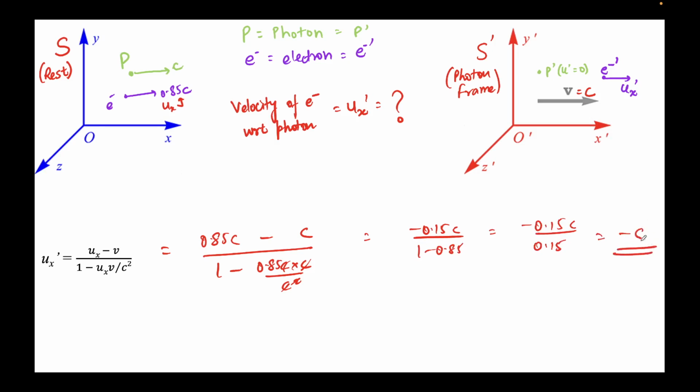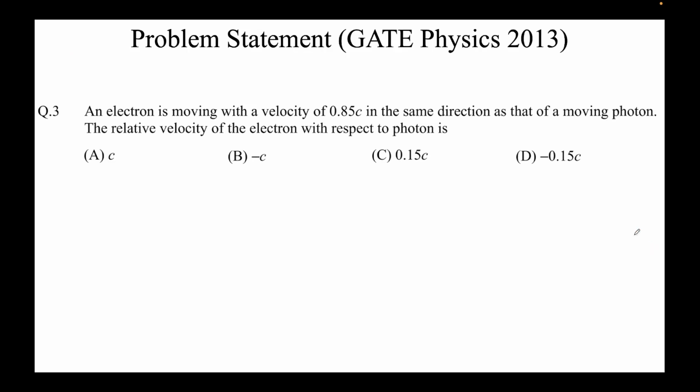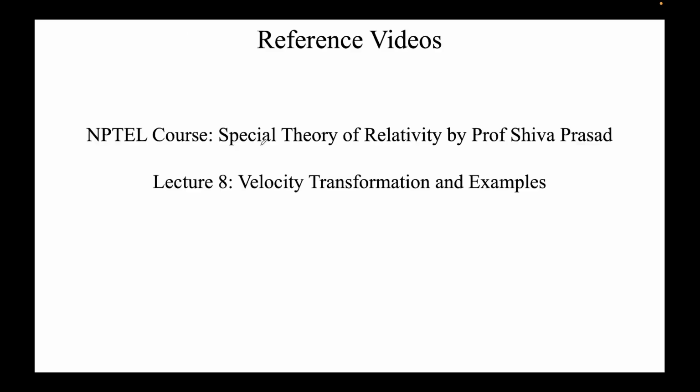This is very interesting because this photon will see this electron moving in the negative x direction at the speed of light, which makes sense actually. If you're sitting on a photon, everything will seem to move away from you at the speed of light, which the negative sign denotes, moving away, and c is the speed of light. So what we obtain is minus c. So option B is the correct one. Only one option correct. So that's all.